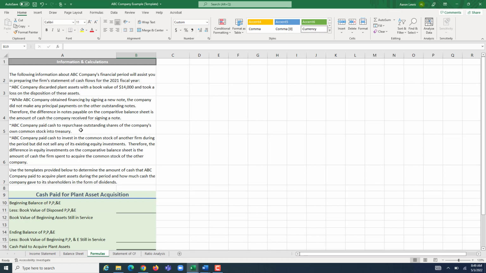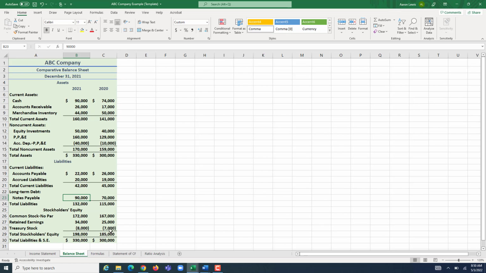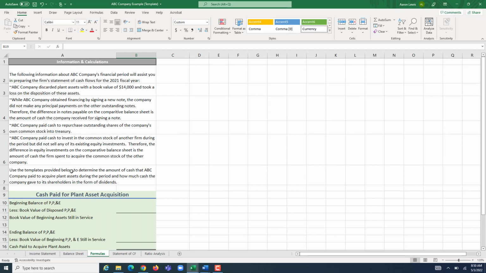They paid cash to repurchase outstanding shares of the company's own common stock in treasury. Well, treasury stock is an equity account. Let's go to our balance sheet and see what happened there. They had $7,000 of treasury stock the year before. It's up to $8,000, so they must have spent $1,000 in cash to reacquire treasury stock during the period.